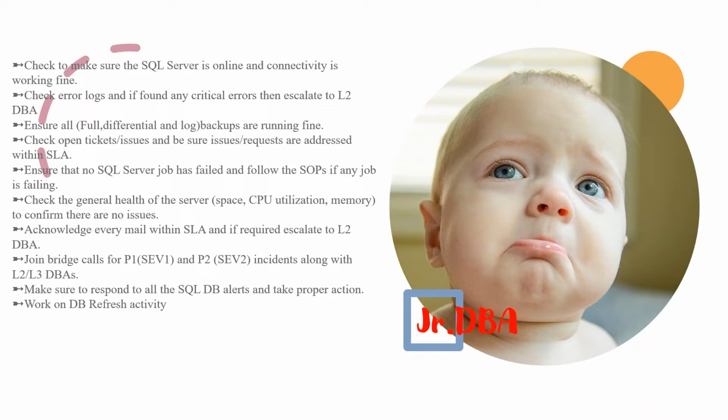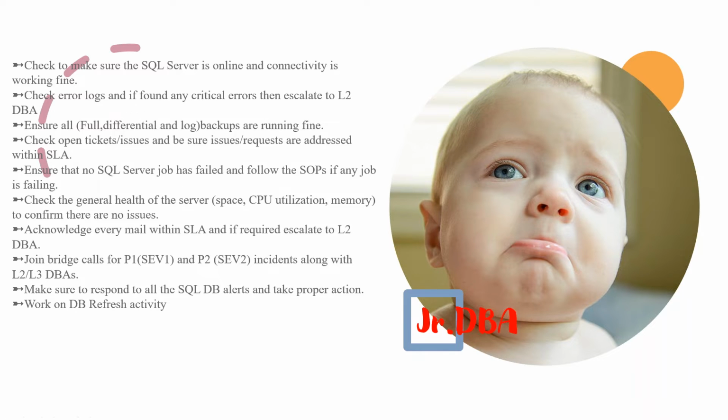Whenever you get a ticket, first they will pick the ticket, they will meet the SLA, and they will inform the L2 DBA. Majorly, the L2 DBA is the key factor who will work from the technical point of view. Once you start your career, majorly you will see all these kinds of activities. Check the open tickets, ensure issues and requests are addressed within the SLA. So this is the main key factor where the L1 DBA will work.